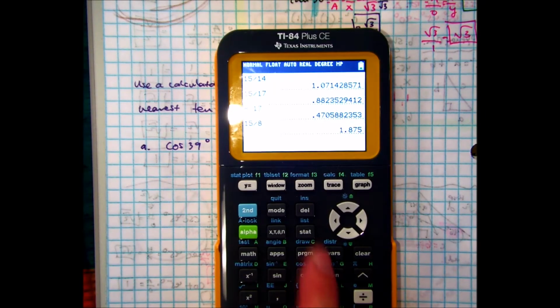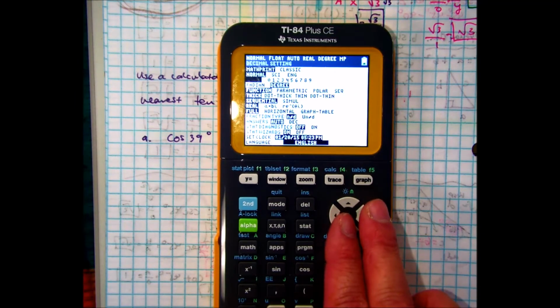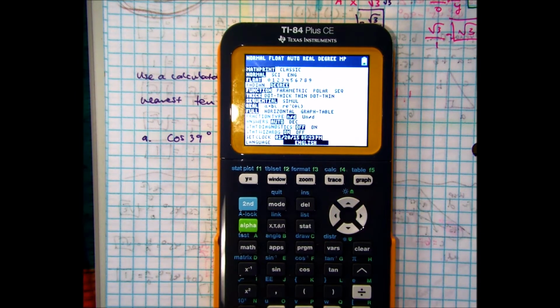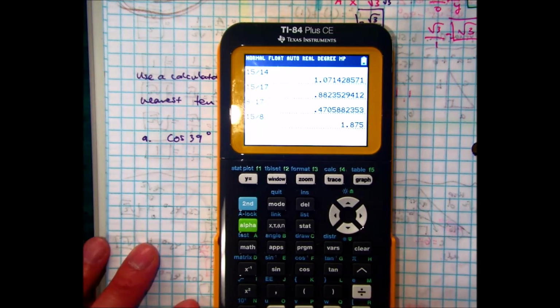So I'm going to go to mode. Tomorrow we're actually going to use radians. So down here, if it's on radians, I would press enter and it's highlighting, or you can move over and press degrees. I'm going to type in cosine of 39, so cosine 39.